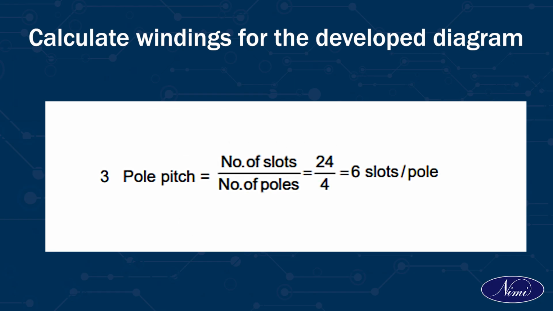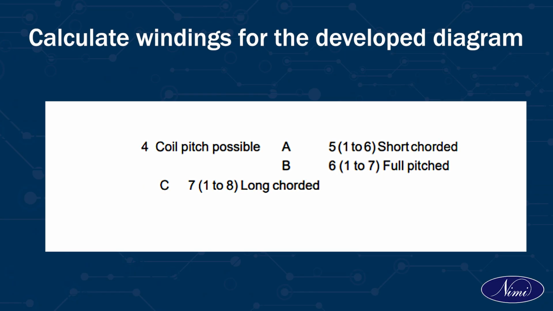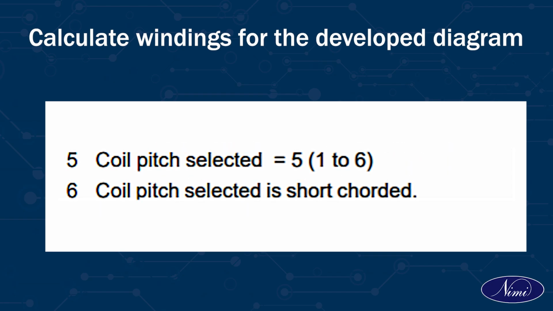3. Pole pitch equals number of slots divided by number of poles, equals 24 divided by 4, equals 6 slots per pole. 4. Coil pitch possible: A. 1 to 5, short chorded; B. 1 to 7, full pitched; C. 1 to 8, long chorded. 5. Coil pitch selected equals 1 to 6. Coil pitch selected is short chorded.